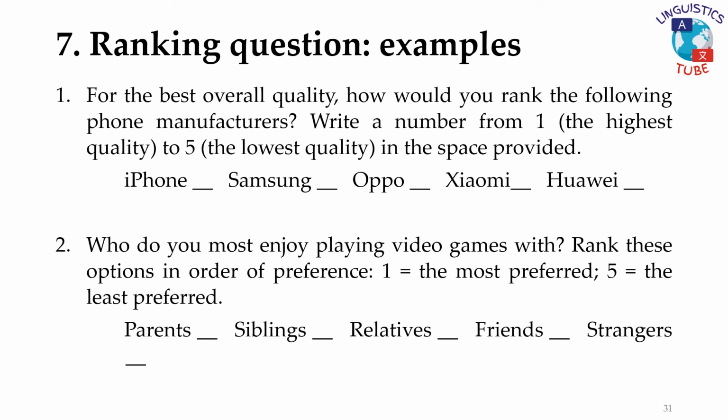Who do you most enjoy playing video games with? Rank these options in order of preference. 1 is the most preferred, and 5 is the least preferred. And the options are parents, siblings, relatives, friends, strangers.